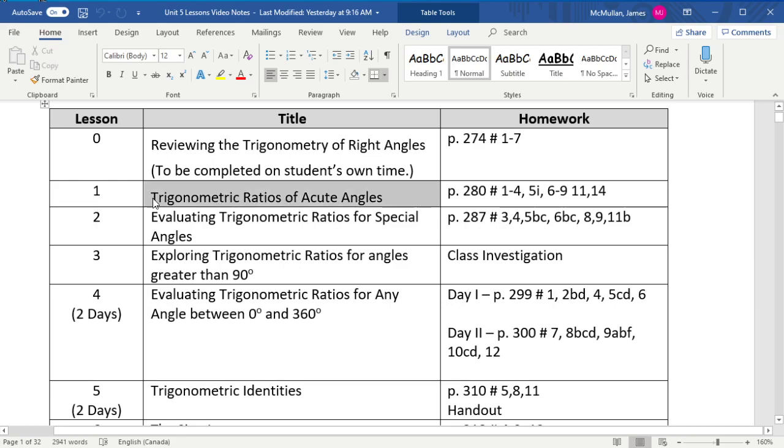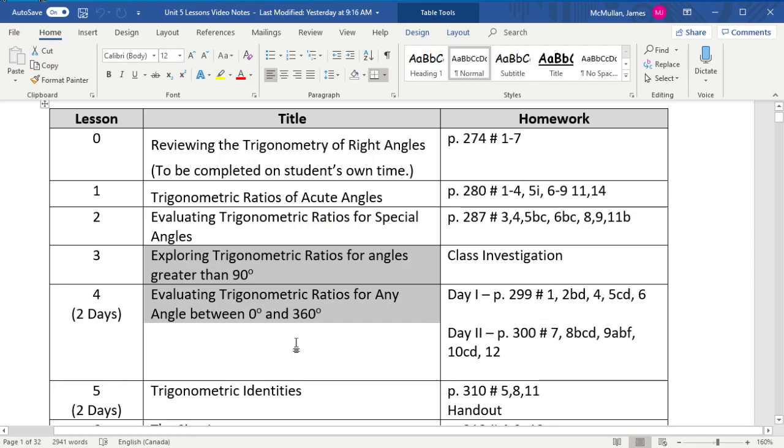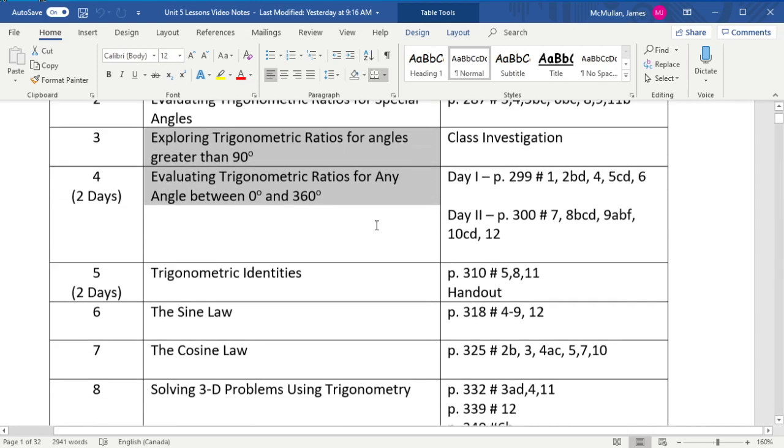You can see that we're starting today with acute angles, and then special triangles, and then angles greater than 90 degrees, and then angles up to 360. And really this here is the main bulk, I guess, or difficulty in this unit. So I'm going to start today with a bit of a think ahead question.